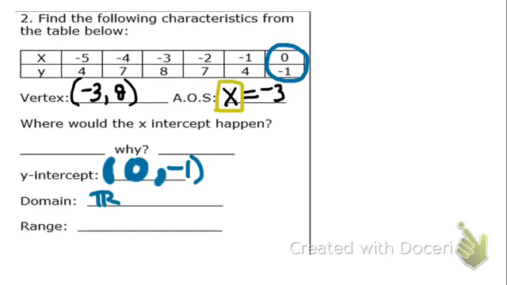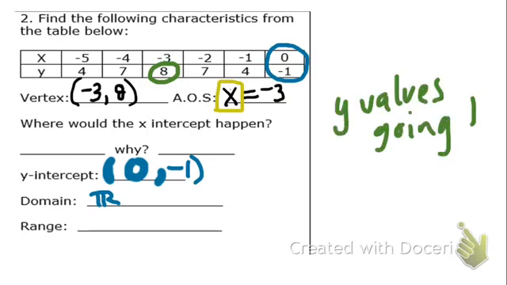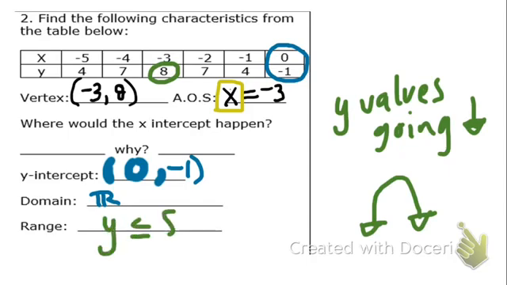Okay? And our range, in order to discover our range, we need to start looking at our y values, not our x values. Look at the y value of your vertex. So here's the vertex, and then you go and look at the number next to it. It went from 8 to 7 to 4 to -1. So my y values are going down. Since it's going down, that means the parabola is opening down. So that means y is less than or equal to 8.